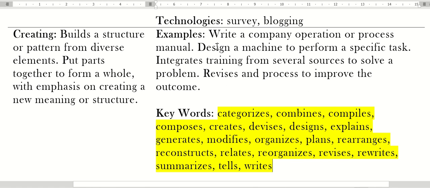Write a company operation or process manual. So that's the time that your students create their own version. Design a machine to perform a specific task. Integrates training from several sources to solve a problem. Revises a process to improve the outcome. Those are the common creating objectives.